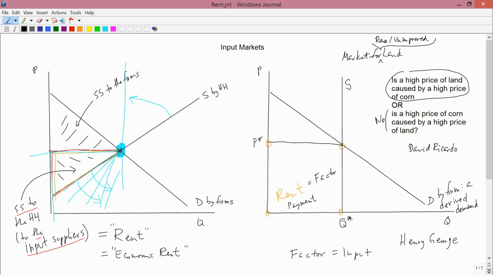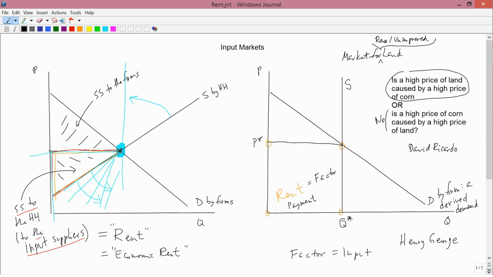The demand for land comes from the price of corn. It's because you want to make corn that you demand land. A farmer doesn't demand land in and of itself. And therefore, if the price of corn goes up, that's going to make farmers want land more, and that's going to raise the price of land. So the direction is from the high price of corn to the high price of land. In other words, like we said in the beginning, the high price of land is caused by the high price of corn. The high price of corn is the cause, and the high price of land is the effect.